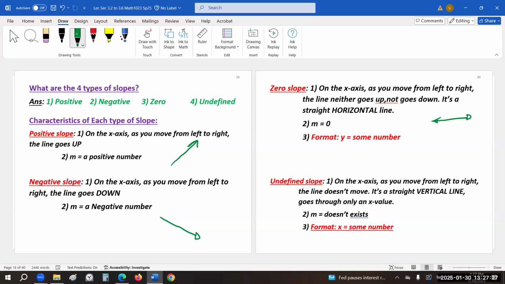Since it's a horizontal line, the format of the equation is y equals some number, like y equals 1, y equals -1, y equals 5, y equals -10, could be anything. When you have y equals some type of number, your slope is 0. And now the last type of slope, undefined.